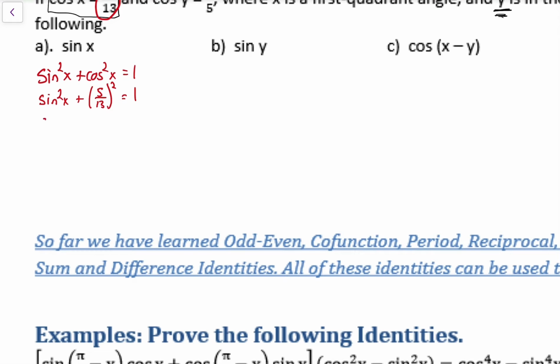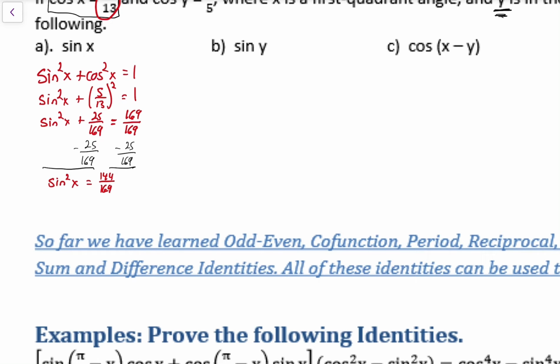And working our way through here, this is 25 over 169. And thinking ahead, I'm going to realize I'm going to solve for this. So I'm going to go ahead and write this as 169 over 169 because I'm going to want a common denominator. I will then subtract 25 169ths from both sides. I may not have left enough room on your paper to do this. So we have sine squared is equal to 144 over 169.